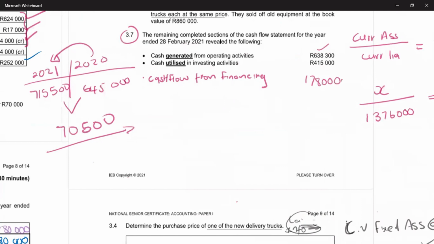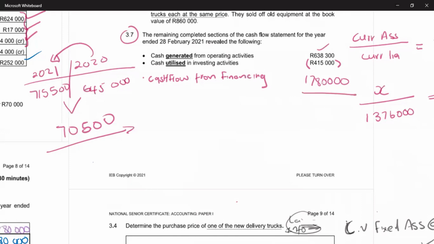So 1,780,000. Now, cash generated from operating activities. Now, the word generated gives you a clue that this is a cash inflow. They generated money. So the second one, cash utilized. Utilized, we used money. So as a result, this would be an outflow. And our cash flow from financing activities was an inflow.